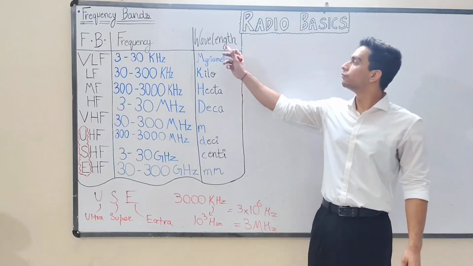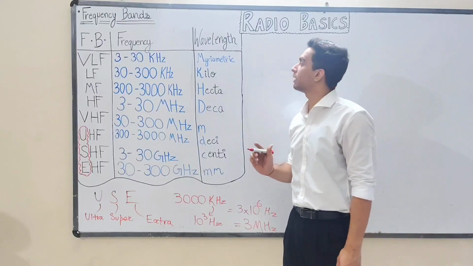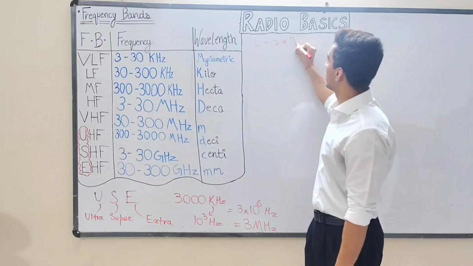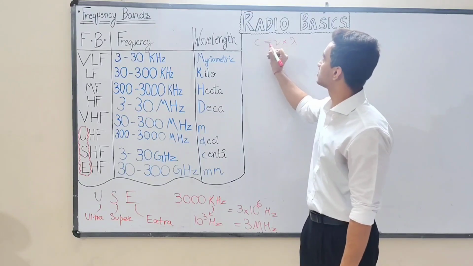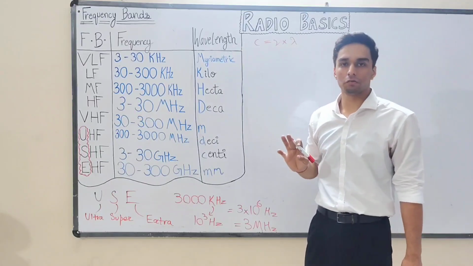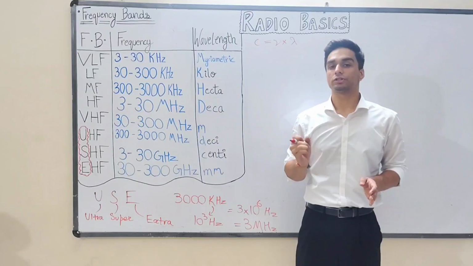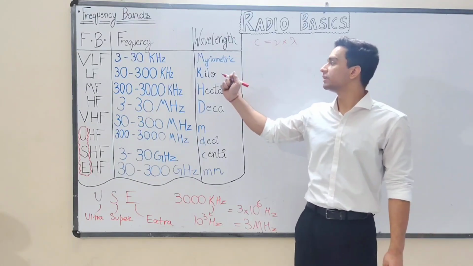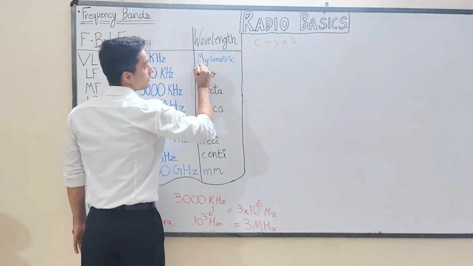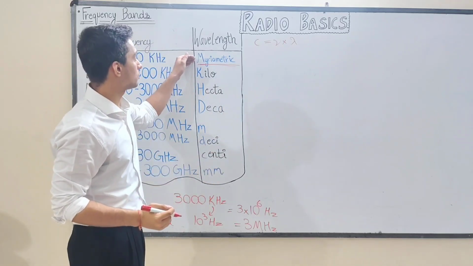Now coming back to wavelength part of our frequency bands. Wavelength can be calculated on paper by the formula C is equal to nu into lambda, which we did previously, where C stands for speed of light, nu is the frequency and lambda will be our wavelength. But if someone directly asks you, you can't do that calculation in your mind. So for that, I will tell you a trick to remember. For VLF band, you have to remember the word that wavelength is metric. You only have to remember this.